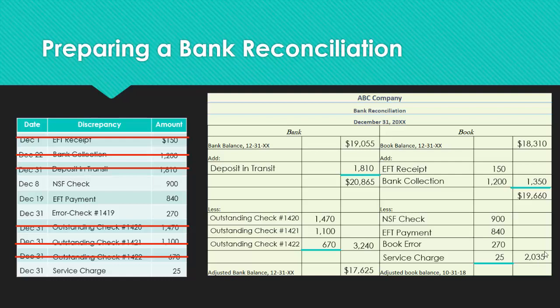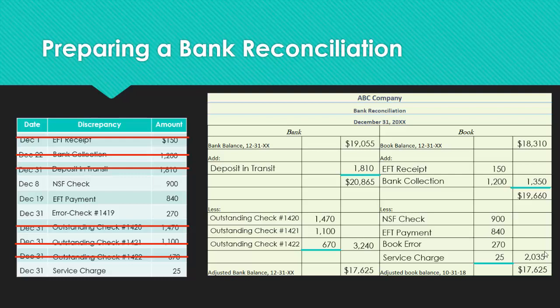So let's see what we got here. We started with a book balance of $18,310. We added $1,350 worth of things that the bank knew about that we didn't to come to a subtotal of $19,660. Then we subtracted out $2,035 worth of expenses that the bank knew about that we didn't know about yet, meaning that after we account for all of this, our book balance should be $17,625.